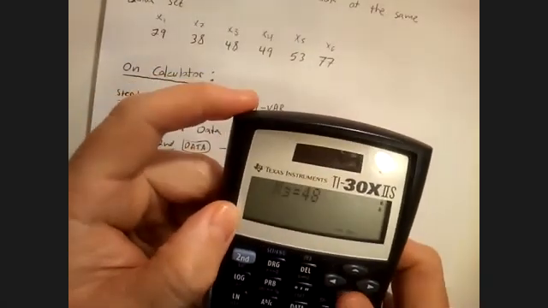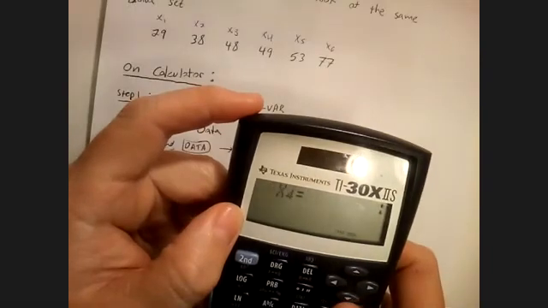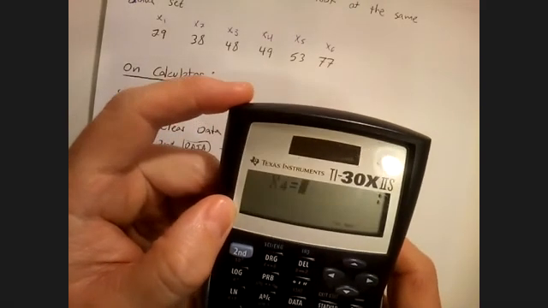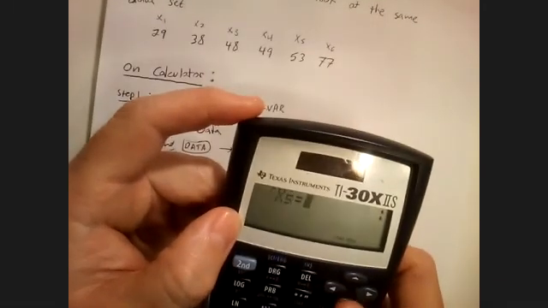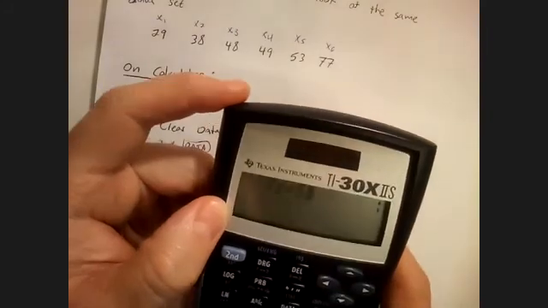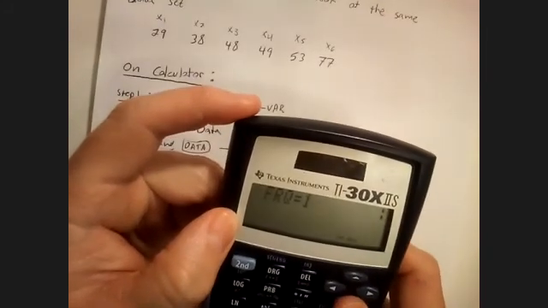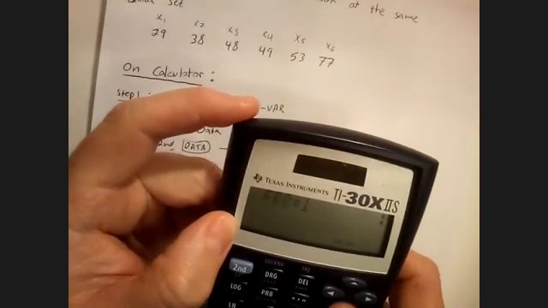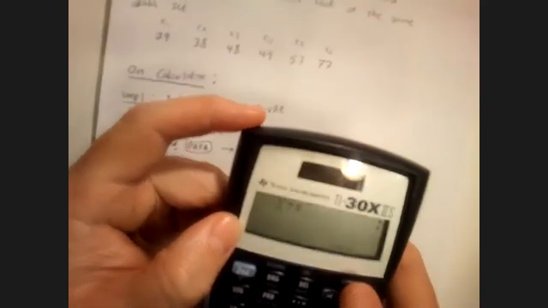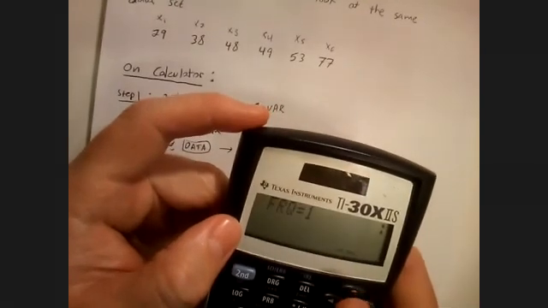48. Did frequency down. X4, 49. We only have it once. X5 is 53. Frequency 1, and X6, 77, frequency 1. Then it'll keep going for a while. I don't know how long. Okay.